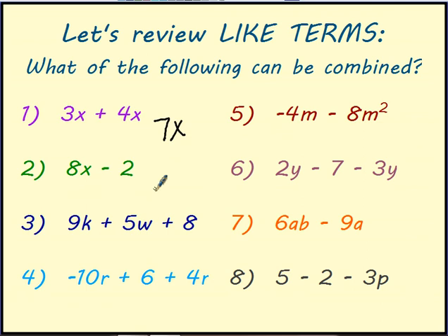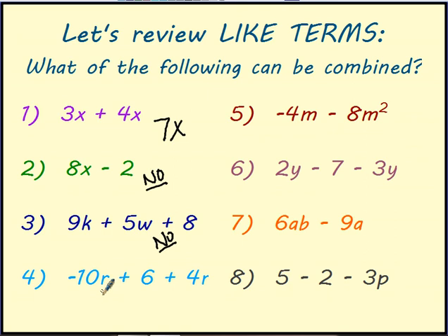How about 8x minus 2? Can those be combined? No. Remember, they have to have absolutely identical variables or both be constants in order for them to be combined. So these cannot be combined. How about 9k and 5w and 8? Are any of those like terms? Do any of them have identical variables? Nope, there's nothing here that can be combined.